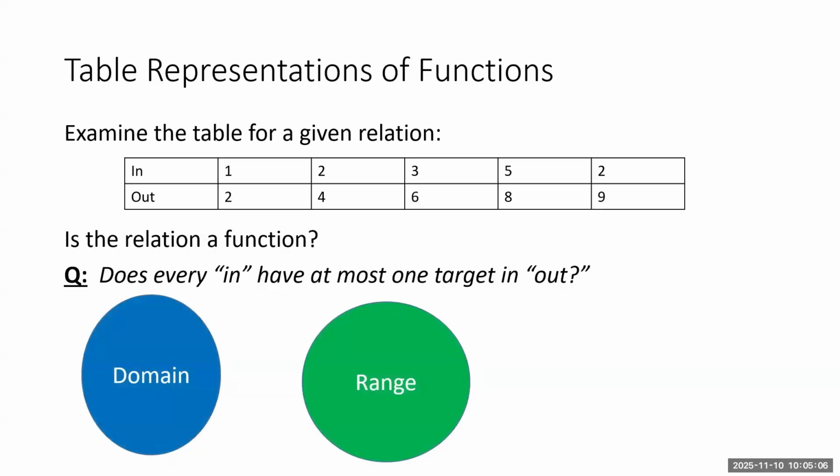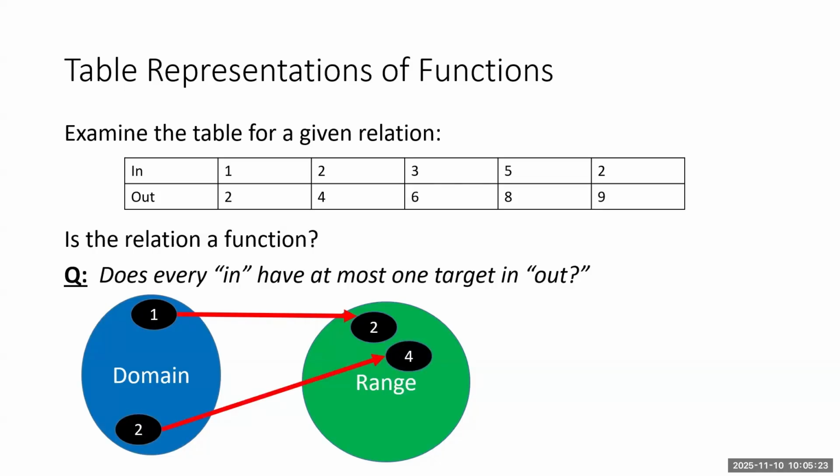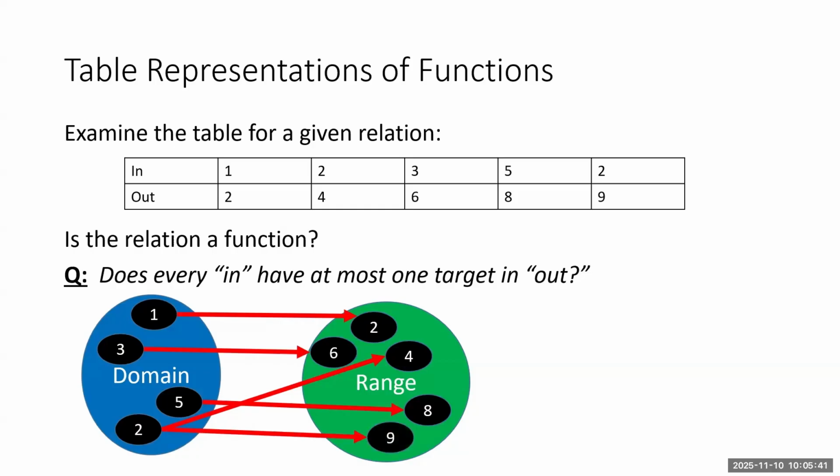If I draw my domain and range spaces, again in blue and green respectively, I have 1 mapping to 2 from the domain to the range space, and I'm using a red arrow for that mapping. In the domain space, I have 2 mapping to 4 in the range space. Again, red arrow mapping. 3 in the domain space is mapping to 6 in the range space, red arrow mapping again. And 5 in the domain space is mapping to 8 in the range space. And the final mapping, I have 2 from the domain space mapping to 9 in the range space.